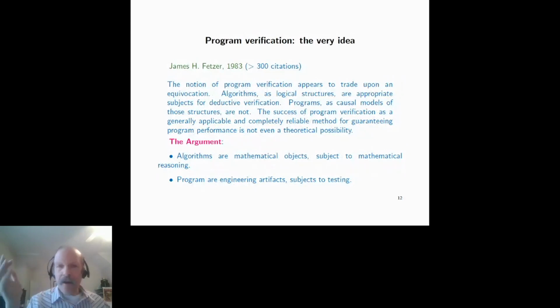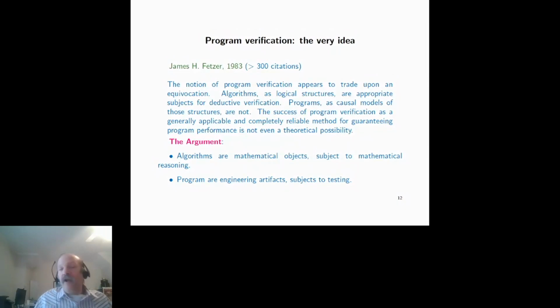There was another kind of philosophical argument that came a few years later against program verification, and this was by James Fetzer. Fetzer makes a distinction between programs and algorithms. He argues that algorithms are mathematical objects. Open any algorithms book, and you have an algorithm and a proof that the algorithm is correct. So algorithms are mathematical objects, you can prove them.